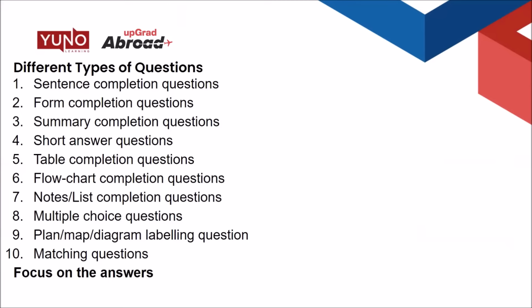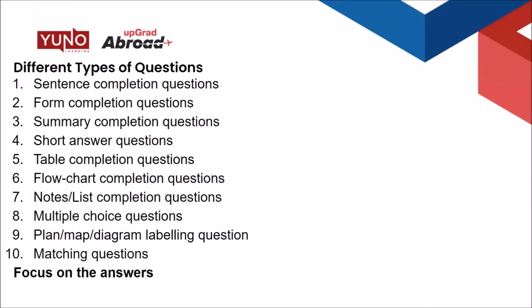Sentence completion questions, where there may be 1, 2 or 3 blanks. Read the instructions carefully in the question, whether you have to write 2 words, 3 words, a number, or no more than 1 word. Then form completion questions, where a form may be there, a form to enter a college, or something like that. You need to understand what is required, what you have to fill in, whether you have to fill in some year and dates, the name of a place, or what it is that is needed.